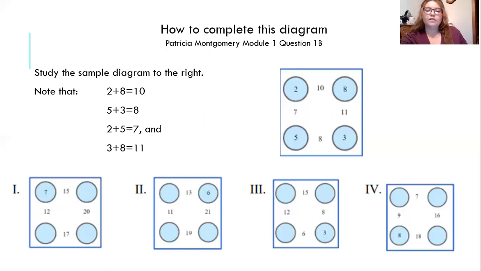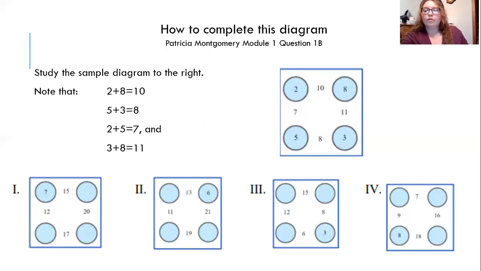And then this third one, we're going to do 3 plus what is 8? 5. And then 5 plus what is 15? 10. But then 10 plus what is 12? And it would have to be 2. But 2 plus 3 does not equal 6. Therefore, this diagram does not work. So we'll just mark that one out and go on to the fourth one.